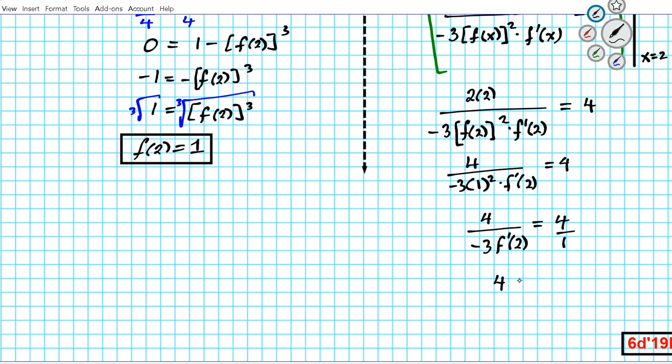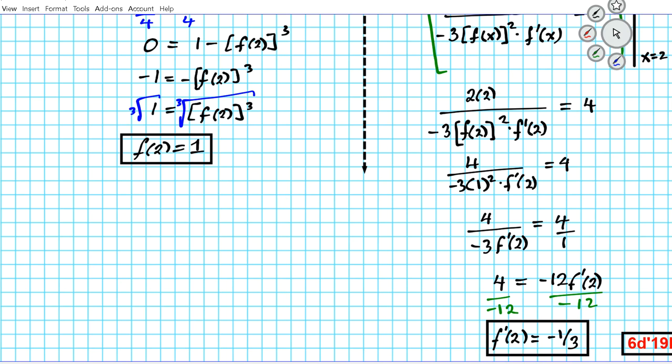4 equals negative 12 f prime of 2. And then to get f prime of 2 isolated, you divide both sides by negative 12, and that will give you your final answer. F prime of 2 is equal to negative 1 over 3. Alrighty, so there goes the answer to the second part.